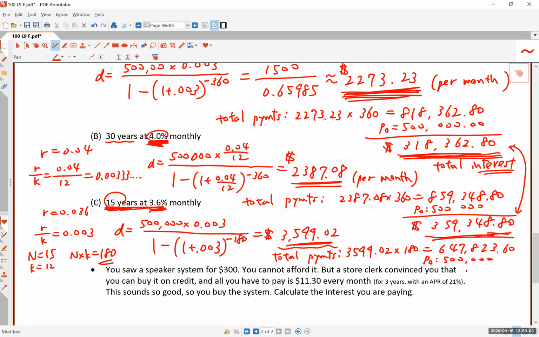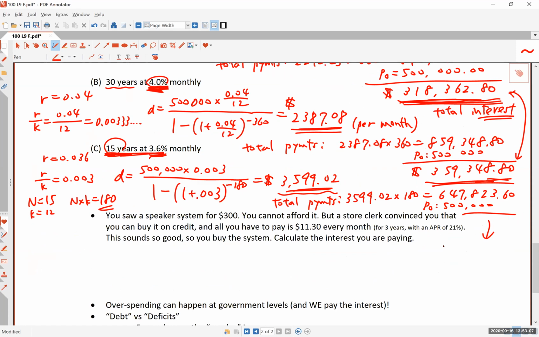Okay, so what's the difference? Sorry, it's kind of messy here. The difference is your interest, the total interest you end up paying, that's 147,823.60. Now compare this interest, the total interest with this amount and this amount, okay? There's a huge difference, right?